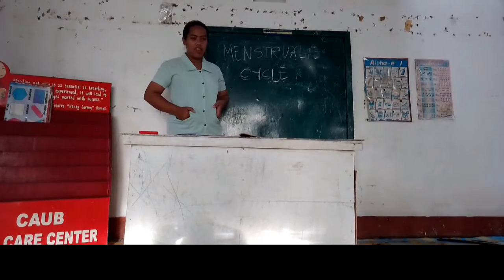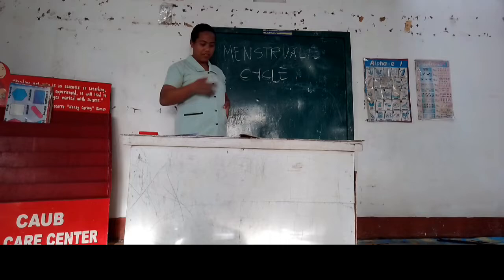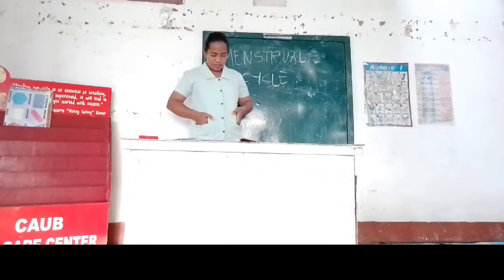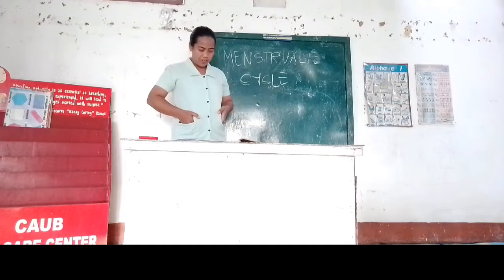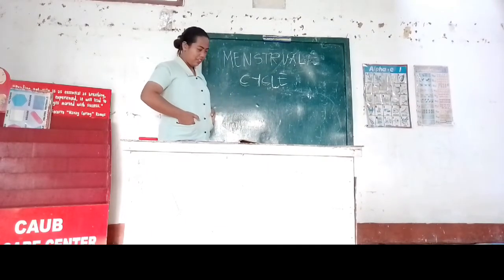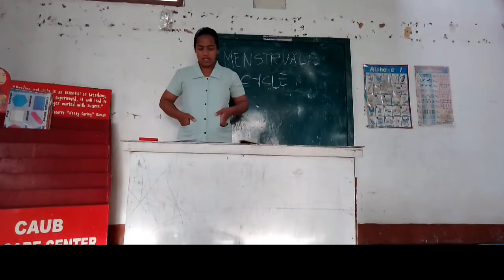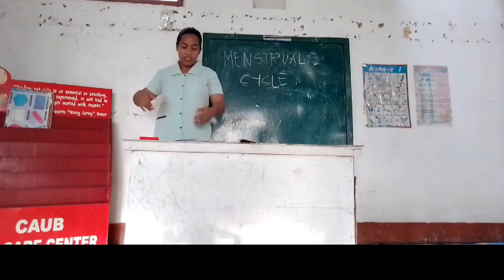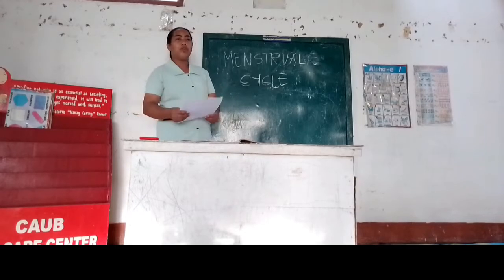Okay, stand up. Our Father who art in heaven, hallowed be thy name, thy kingdom come, thy will be done on earth as it is in heaven. Give us this day our daily bread, and forgive us our trespasses, as we forgive those who trespass against us, and lead us not into temptation, but deliver us from evil. Amen. Okay. So now, we have an attendance.